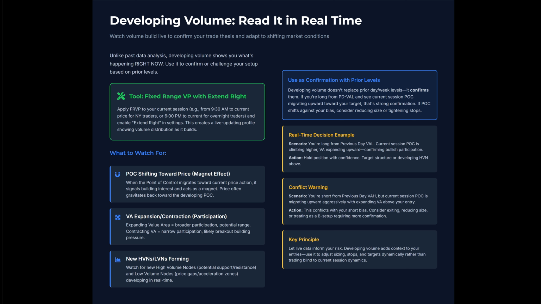Start by setting up your fixed range volume profile and watch how the POC and value area shift throughout the trading session. Note when the market transitions from balance to imbalance, or when it confirms or conflicts with prior levels. Save your observations, review them, and over time, you'll develop the instinct to read developing profiles at a glance. Next, we will explore the intricate patterns of value area expansion and contraction and how they inform market state and directional intent.